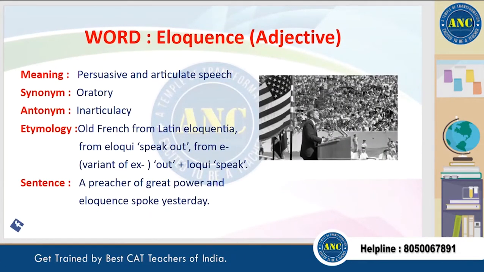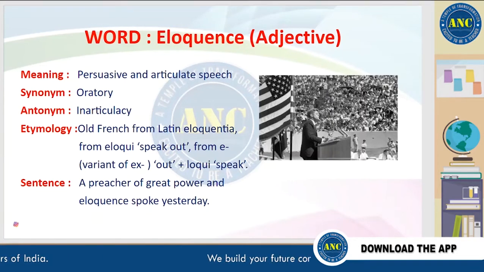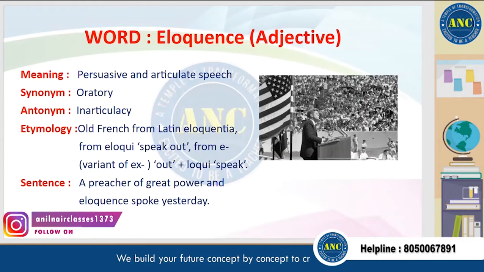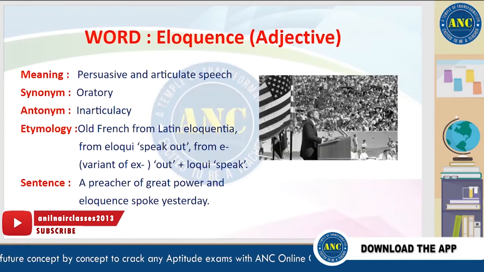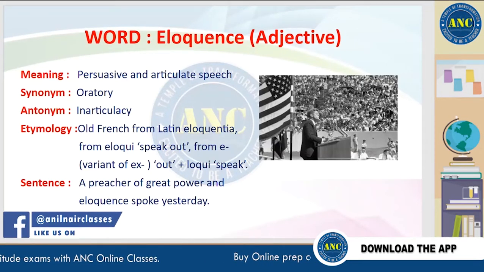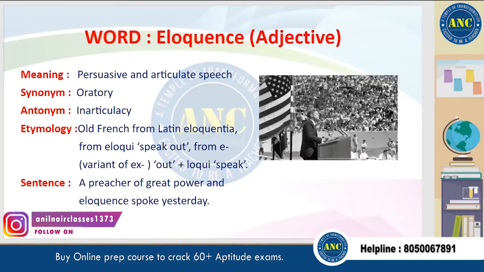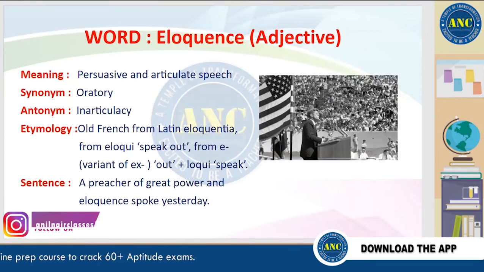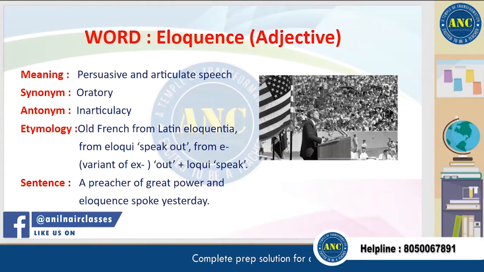The next word is eloquence. Eloquence means persuasive and articulate speech. A synonym for this word is oratory and an antonym is inarticulacy. It is derived from Old French and Latin words which basically mean to speak out. A sentence for this word is, a preacher of great power and eloquence spoke yesterday.